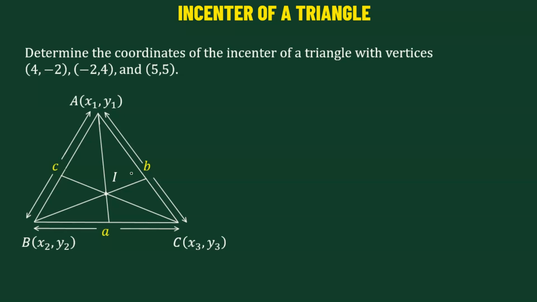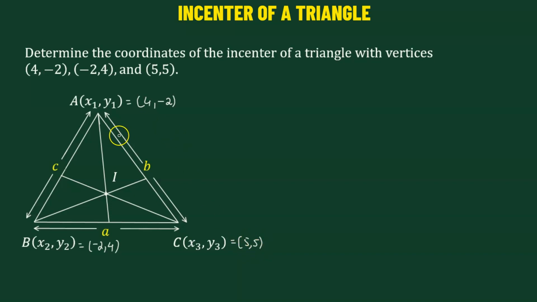So how do we do that? We need two pieces of information. The first information being the coordinates of the vertices of the triangle. Now that's already provided to us. We'll consider A to be equivalent to (4, -2), B to be equivalent to (-2, 4), and C to be equivalent to (5, 5). So this is the first piece of information that we need.